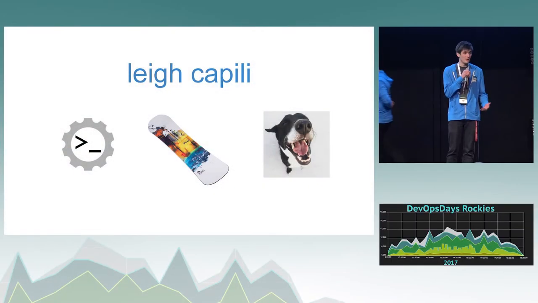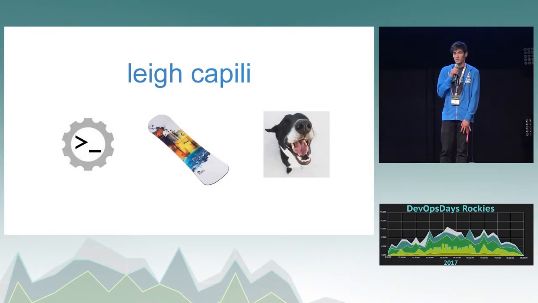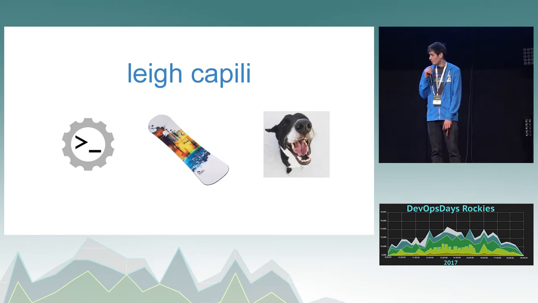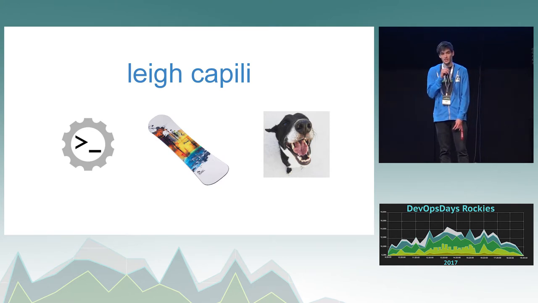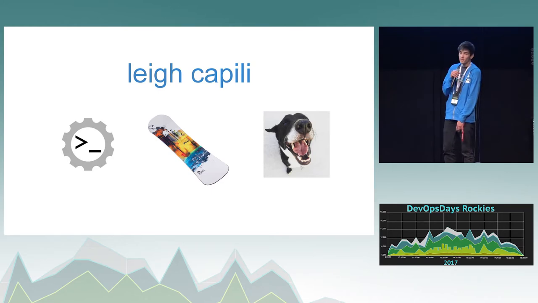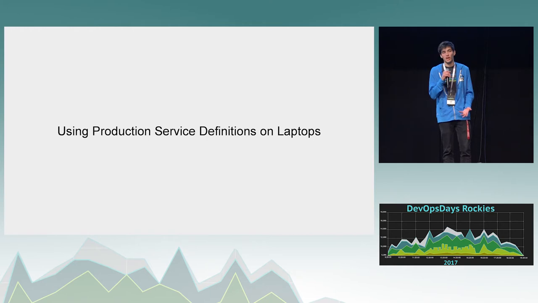My name's Leigh. I'm young, I'm local. I like to snowboard, and I have a 60-pound dog. He likes to cuddle. And I work on a team with AT&T that makes software that does operations stuff.